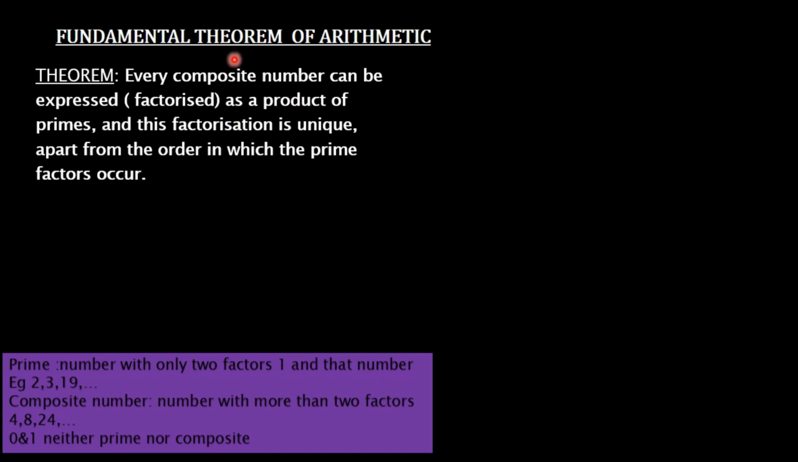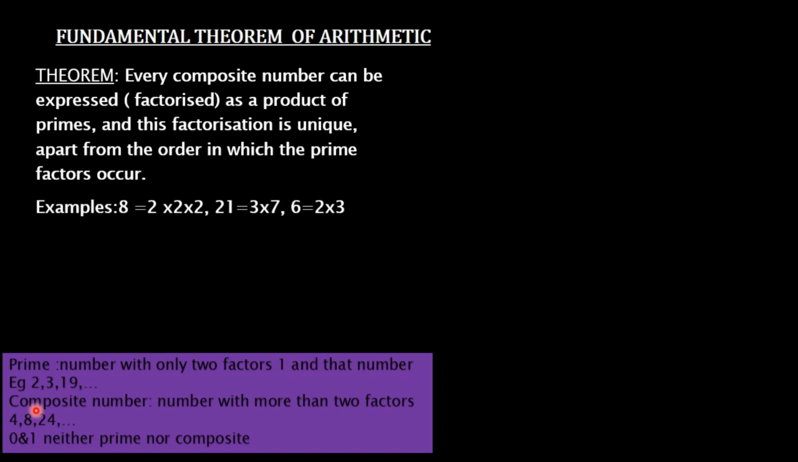Every composite number can be expressed as the product of primes. That is, every composite number equals a product of primes, for example 4 equals 2 into 2, 24 equals 2 into 2 into 2 into 3. And that factorization is unique. Unique means there exists one and only one prime factorization for each composite number. This is our theorem.